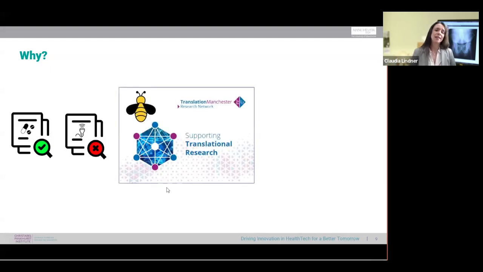Now, at the same time, certainly locally within the Greater Manchester health ecosystem, and I believe also in a lot of other areas, there is support available, there is knowledge available on how to do so, but unfortunately, it tends to be in rather isolated silos, making it hard to put the pieces together.